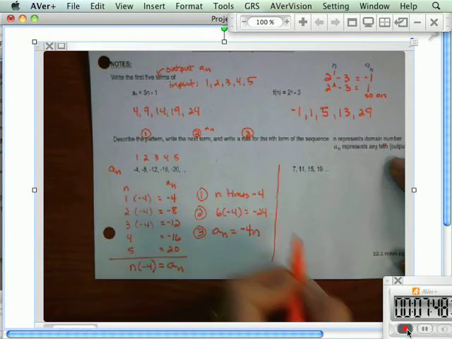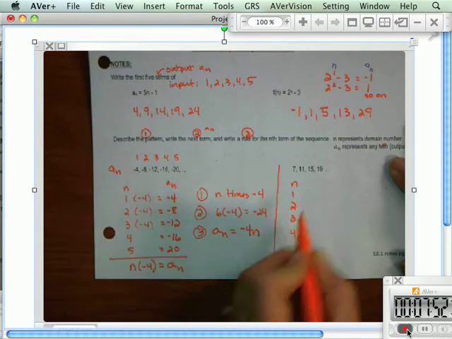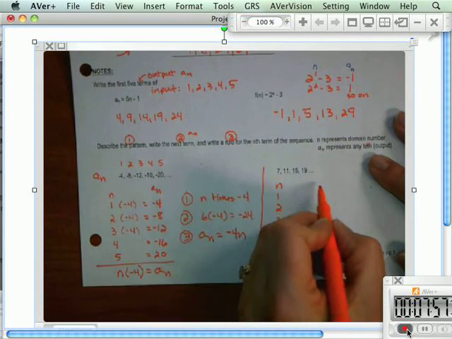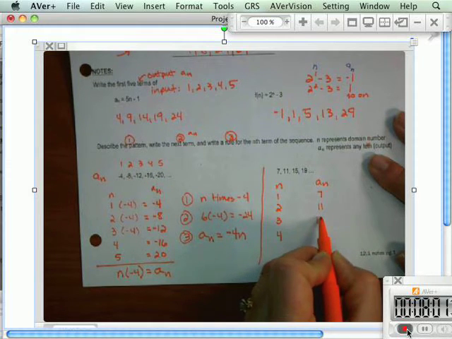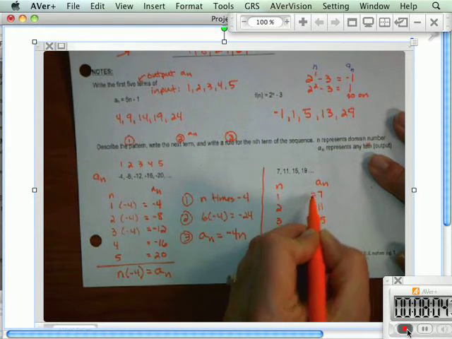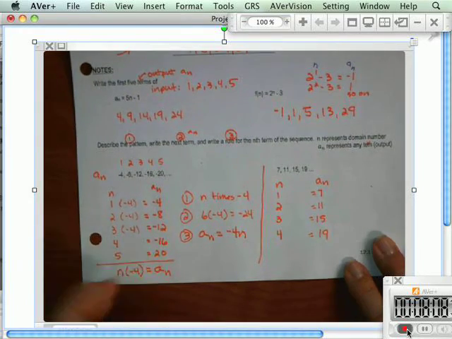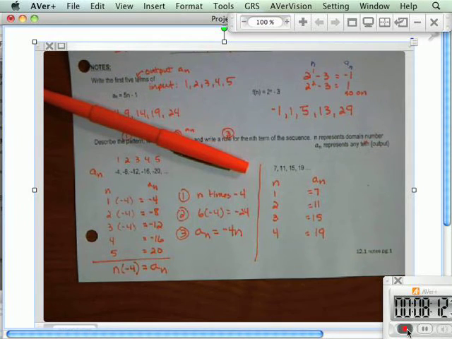Okay, same thing. I'm going to just write out some n's here. 1, 2, 3, 4. They gave me 4 terms, so I'm just going to write 1, 2, 3, 4. That's my input. My a of n is 7, 11, 15, and 19. So, step back and look at it and say, it's not always simple multiply. It could be multiply and add. It could be squaring. It could be dividing. It could be something. So kind of let's look at this.